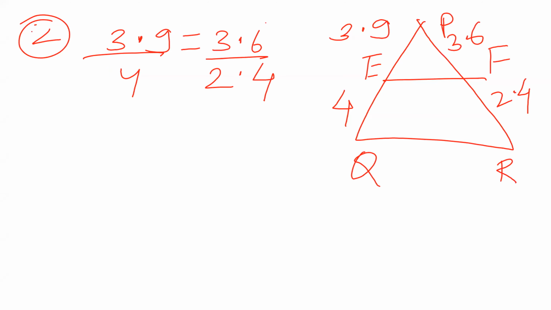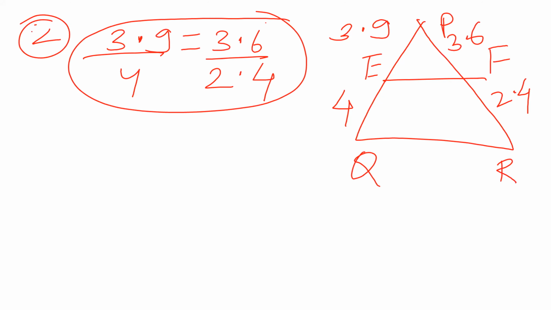This is 3.9, 4, 3.6, and 2.4. In my book, it's given as 3 centimeter for EQ. But in both cases, the answer will be the same: EF is not parallel because the ratios are not the same. Concentrate on the concept, right? If it is 3 or 4, nothing is related with this. If the ratios are equal, then EF is parallel to QR. Clear?